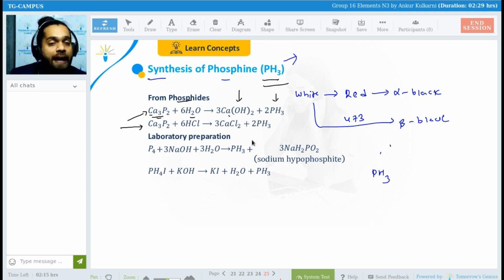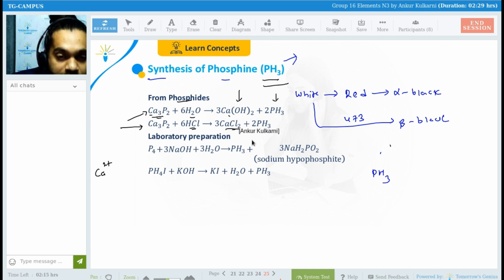So again, I take calcium phosphide. If I hydrolyze it using acid, if I acidify it, calcium is positive and chlorine is negative, so calcium chloride forms, attaching to each other, and phosphine. Is it clear, everyone?